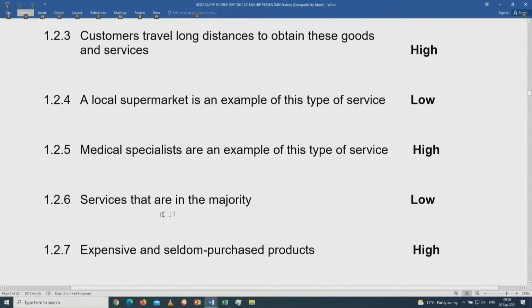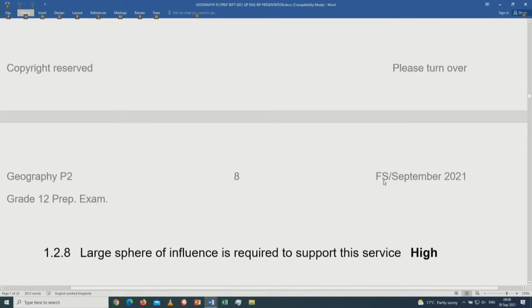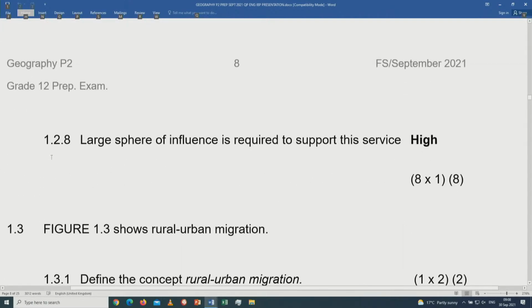1.2.6, services that are in the majority, we found that they are categorized under low order. Then we have 1.2.7, expensive and seldom purchased products. So those fall under high order functions. Now, the last one here is 1.2.8, which says the large sphere of influence is required to support this service. That falls under high order services. So as you can see, you allocate 1 mark for each correct answer. There is 8 multiplied by 1. The subtotal there is 8.